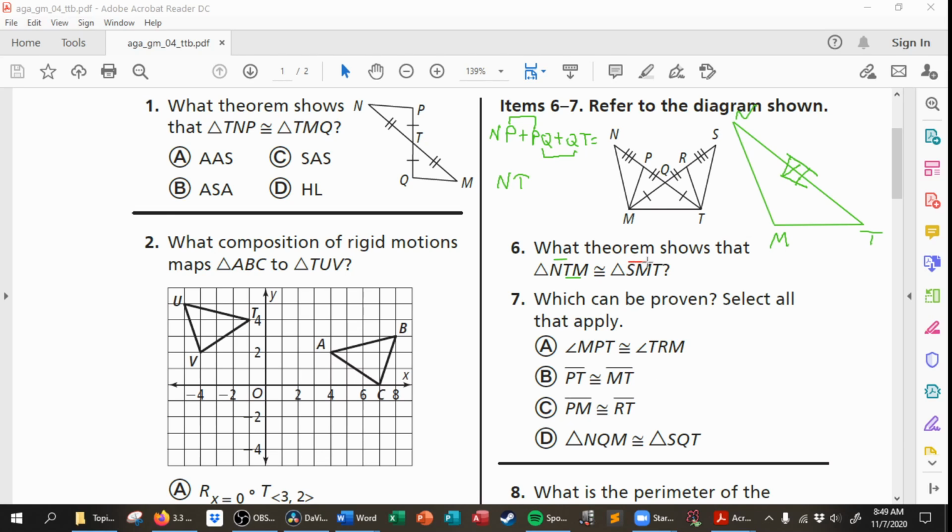This is S to M. So let's find our S and connect it to M. And already I can see that my NT and my SM have those same congruency marks. So we're going to have something come out of that for sure. Next, I'm going to have M to T. And then wrap it back around, T to S. So let's draw this one here.